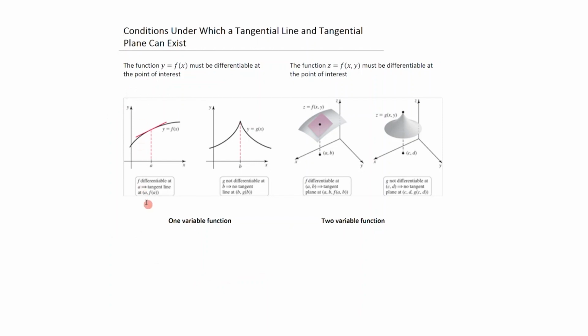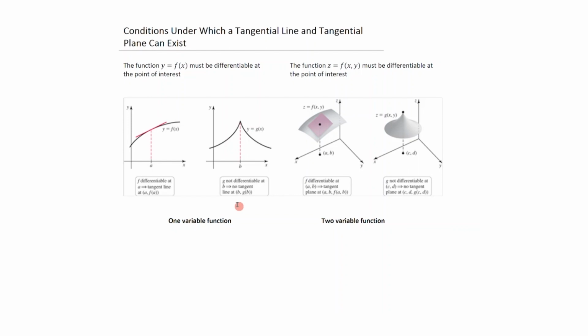So the example that you see here, it's clear it's a smooth curve, and so a tangential line exists. In contrast here, you can see there's a cusp at the top, which means the slope of the curve basically changes abruptly at the cusp, which means at that point, function is not differentiable.